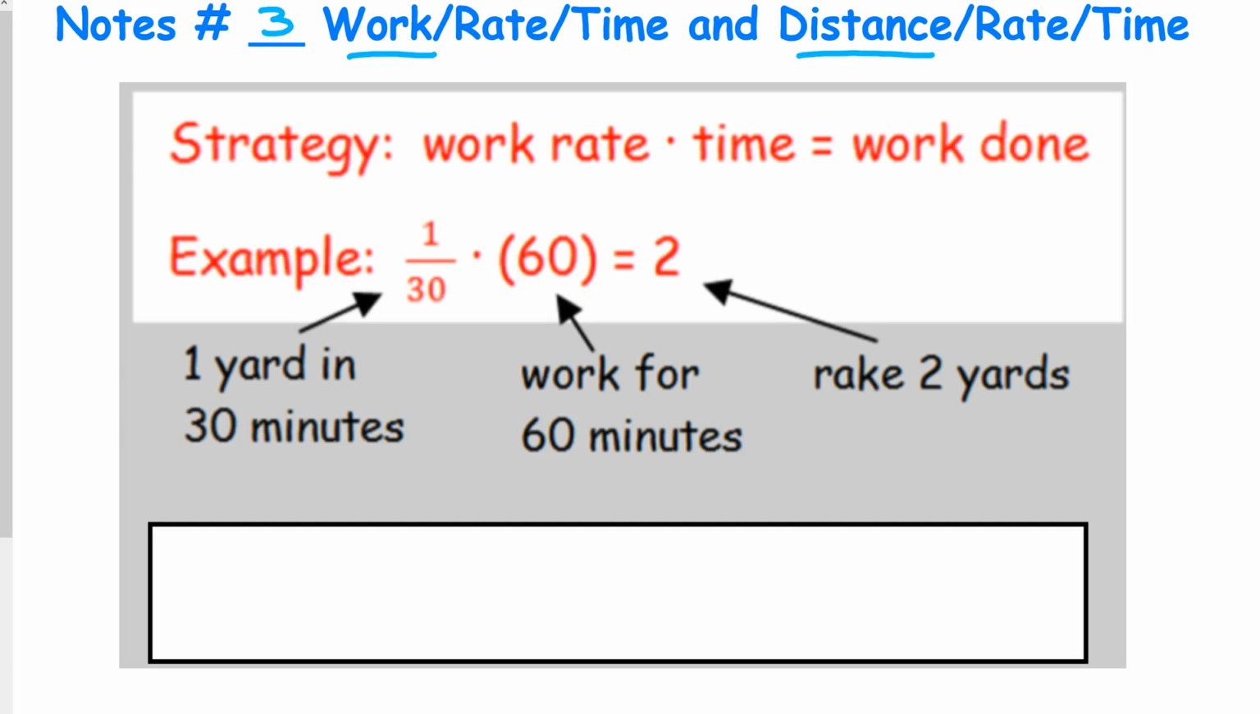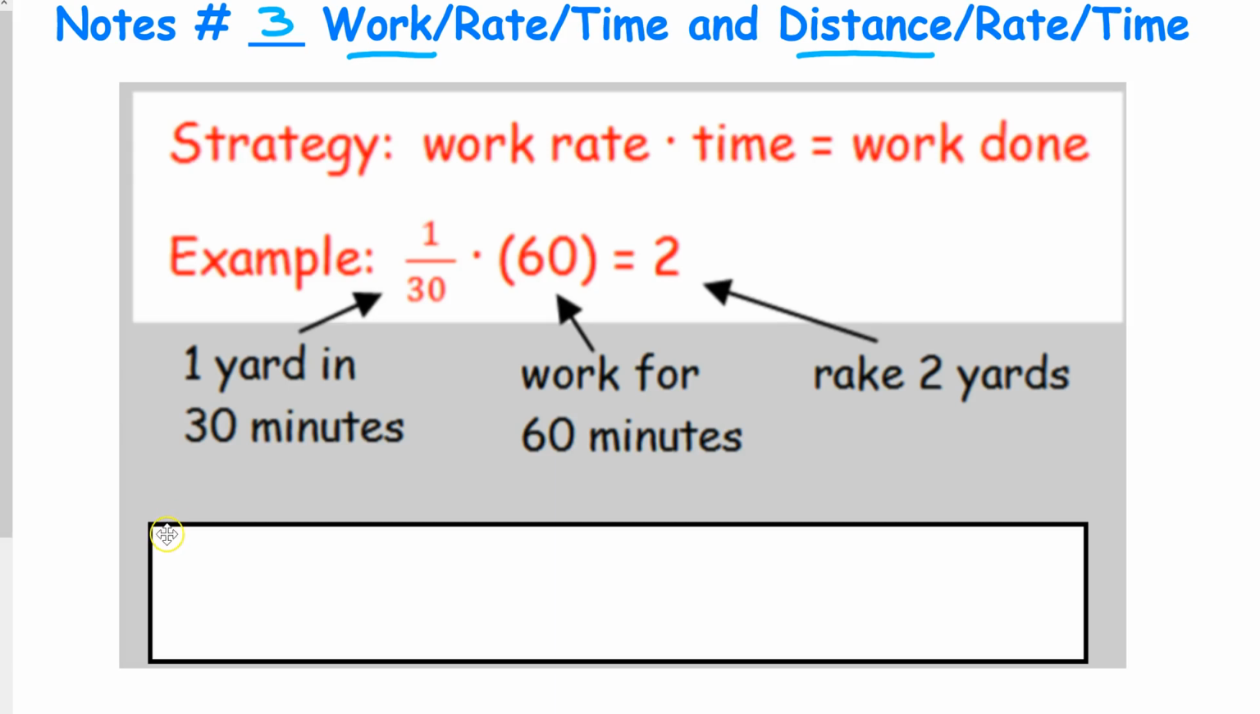And so, for example, let's say that you can rake 1 yard in 30 minutes. So your rate is 1 over 30, 1 yard per 30 minutes. Let's say you work for 60 minutes, so your time is 60. So you multiply your rate by your time, and that would give you 2, and that's the amount of work done. And so in this case, that would be 2 yards raked.